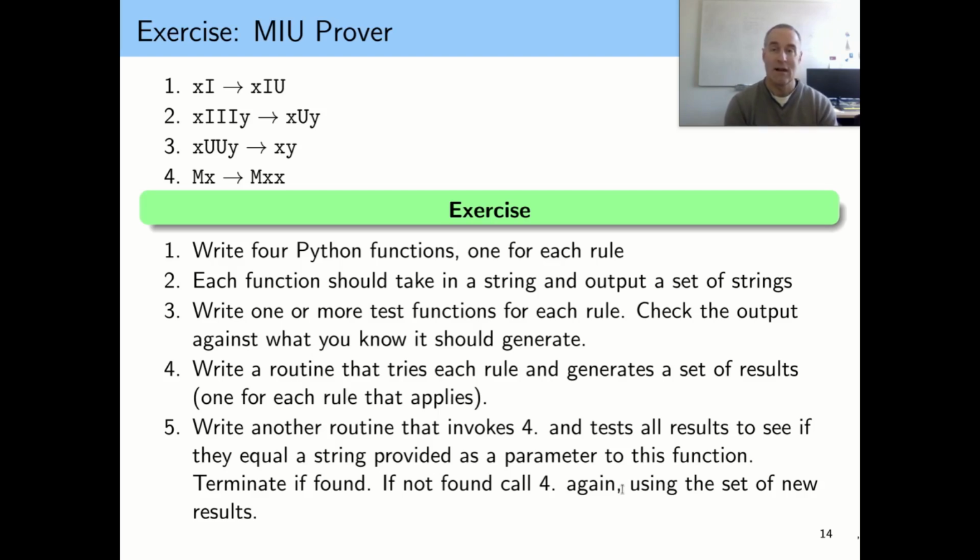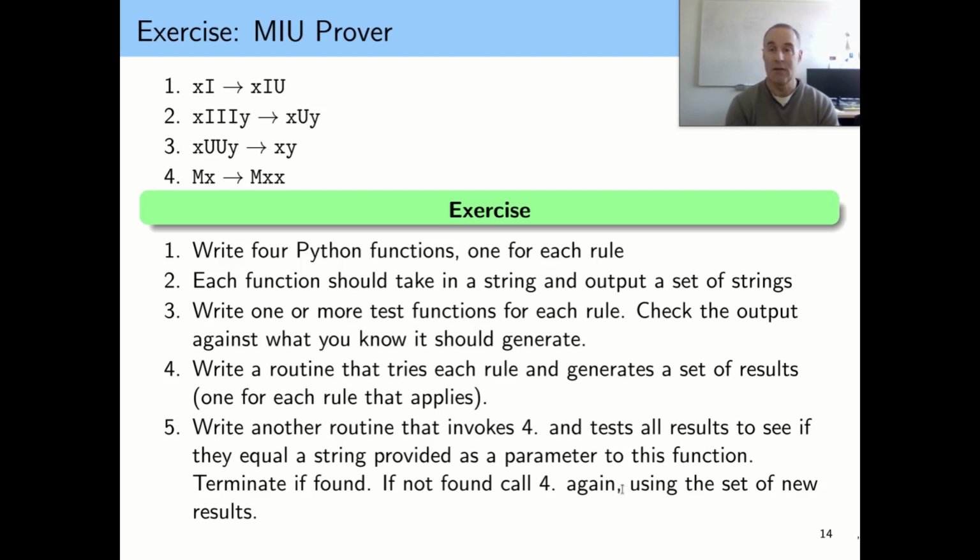And have a test for each rule that takes some hard-coded string that you put in the software and then has a target for what the result should be. When you write a string and apply one of these rules to it, you know what the result should be. So put that in your code.